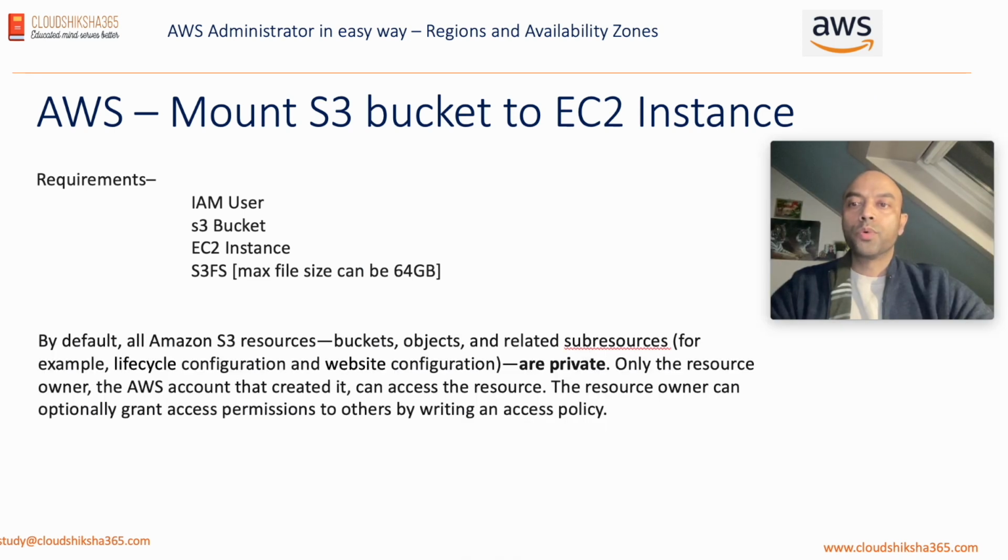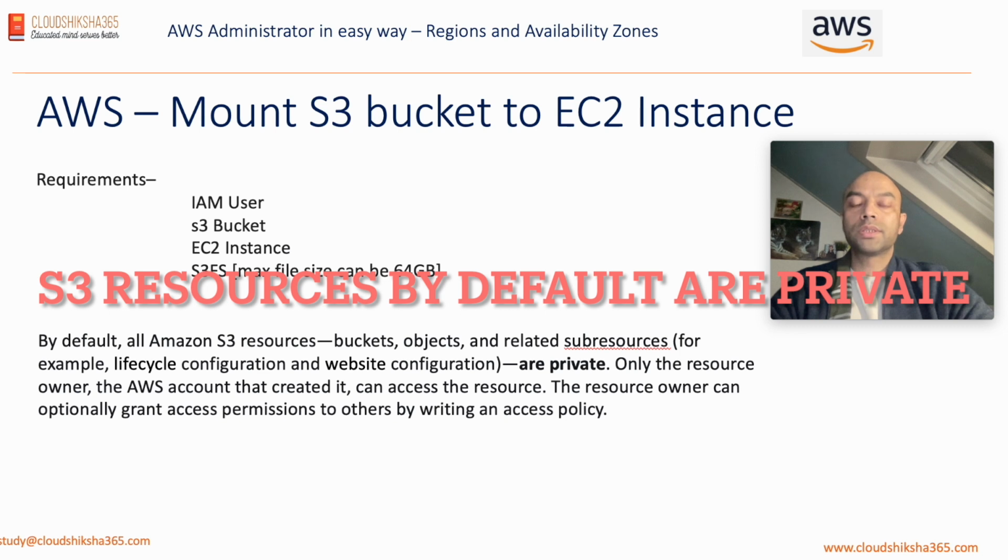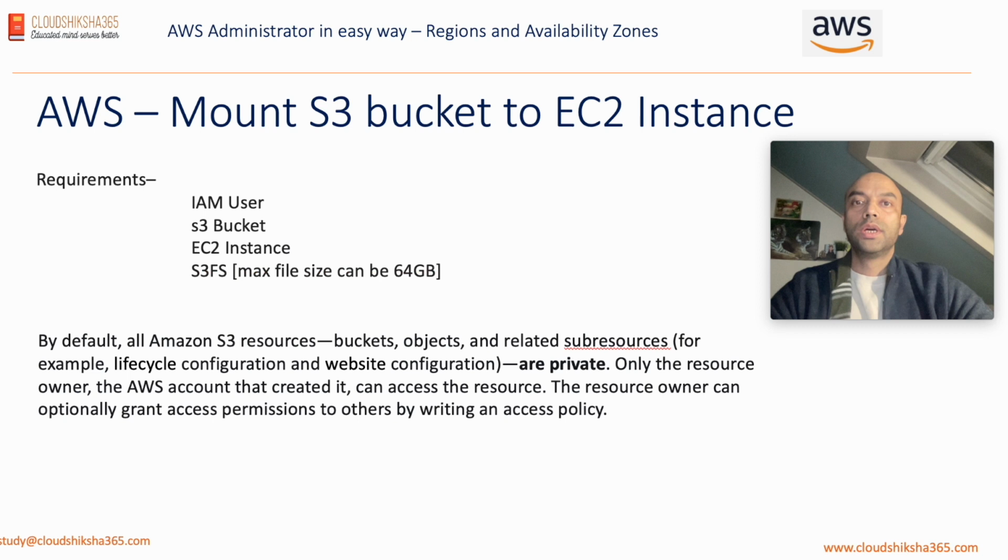I want to highlight a few more points about S3 buckets. By default, all Amazon S3 resources like buckets, objects, and sub-resources are private. That means only you, as the administrator who created it, have access to download or upload using the Amazon console. But when you want to access it through an EC2 instance or through API Gateway, you have to create some policies, and those policies then enable you to share it across different resources within your application infrastructure.